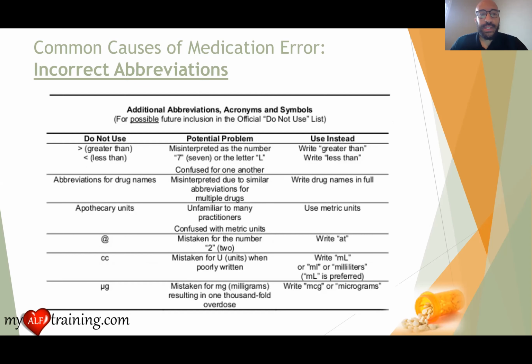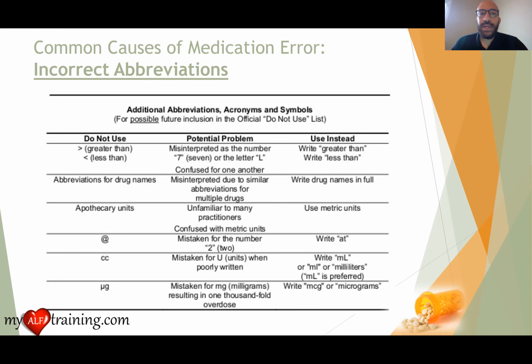And then here, it's an additional list of what to use and what not to use. Here you see, do not use a greater than or less than sign. Instead, write it out. Do not use abbreviations for drug names. Write the name out. Do not use the @ symbol. I know in today's world, that symbol is very popular in text messaging, but when you're at work and when you're writing it out, you want to write the word at. Do not use CC, instead use milliliter or mL.